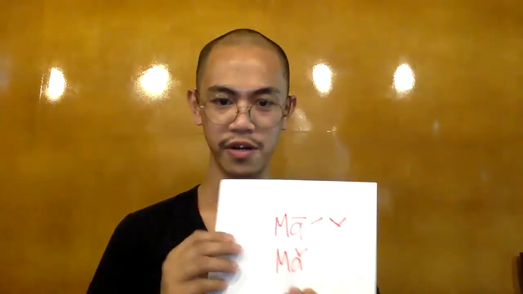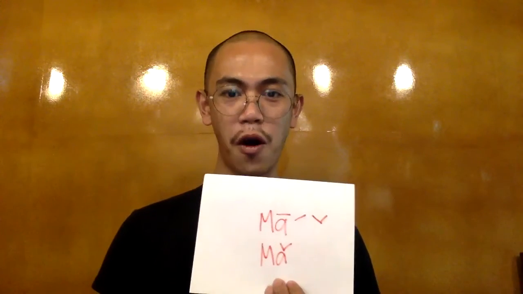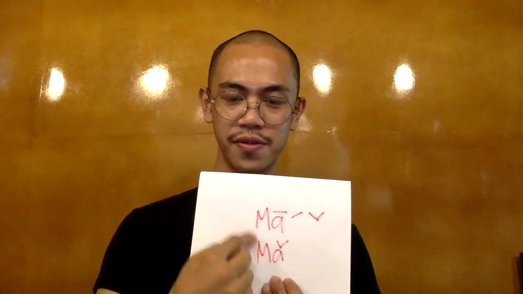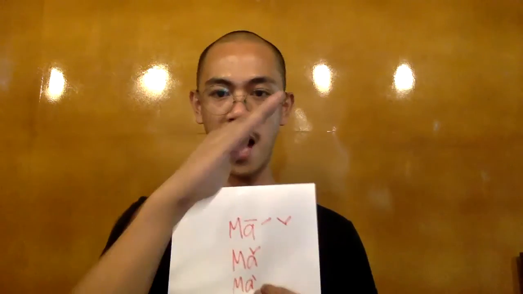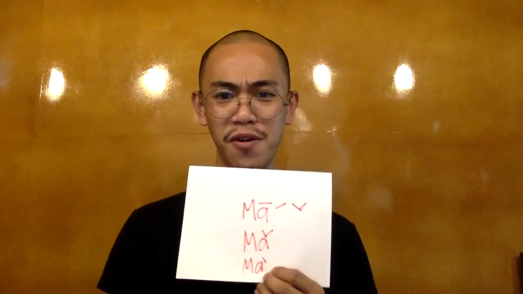And the third tone, or the V tone. Ma, ma, ma, ma, which means horse. That's the third tone. And the last tone is the falling tone, going down. Ma, ma, ma, ma, which means a scold.